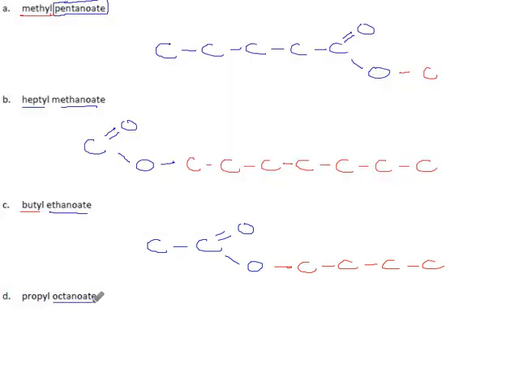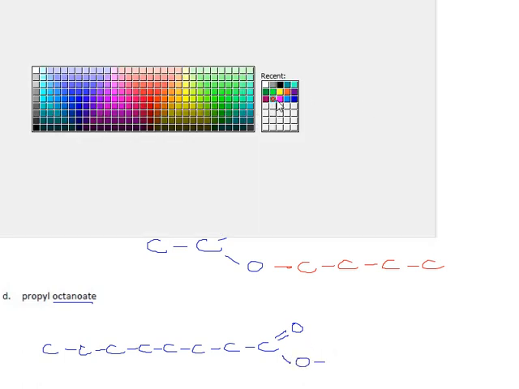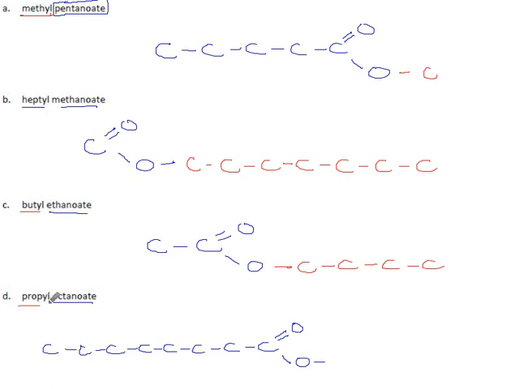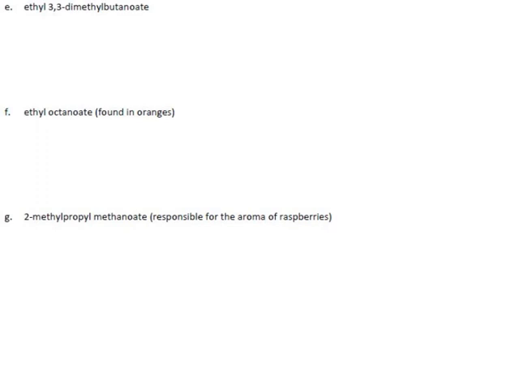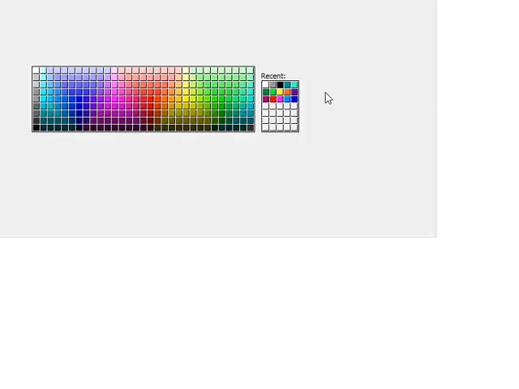Propyl octanoate comes from octane, so 8 carbons. 1, 2, 3, 4, 5, 6, 7, 8. That's octane. Now it's octanoate. And what's on the other side? A propyl group. Propane is 3 carbons, so 1, 2, 3. Not too bad. A few more. They keep making them crazier.